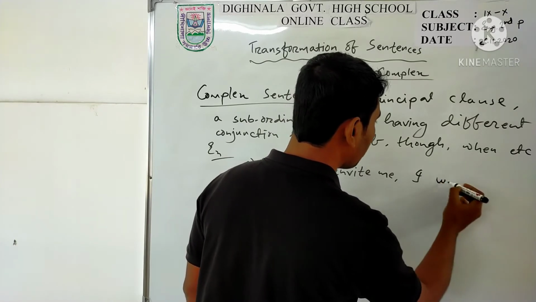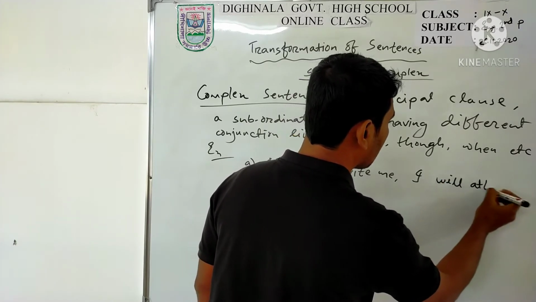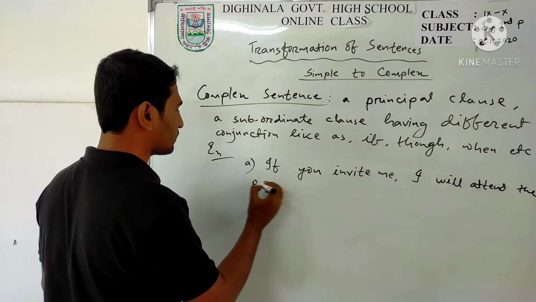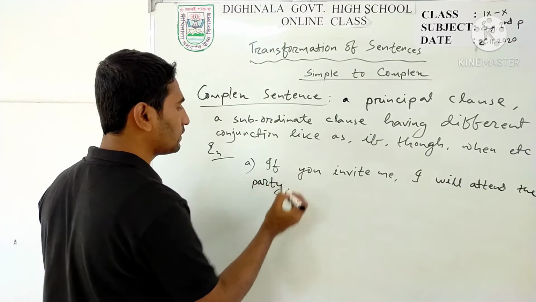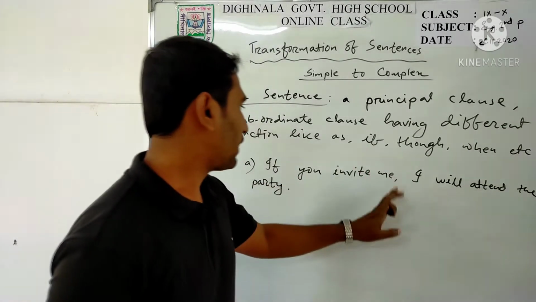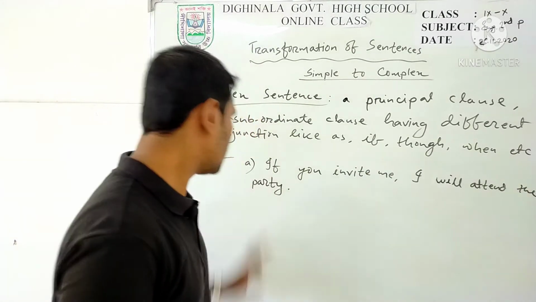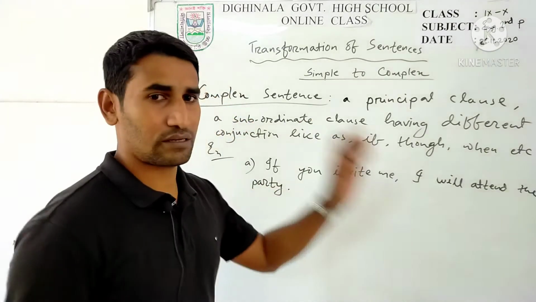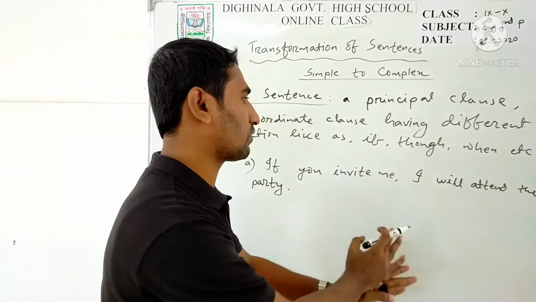If you invite me, I will attend the party, or I will attend your party. You can see there are two parts here. If you invite me, I will attend the party. That means there are two clauses here. One is subordinate clause, another one is principal clause.